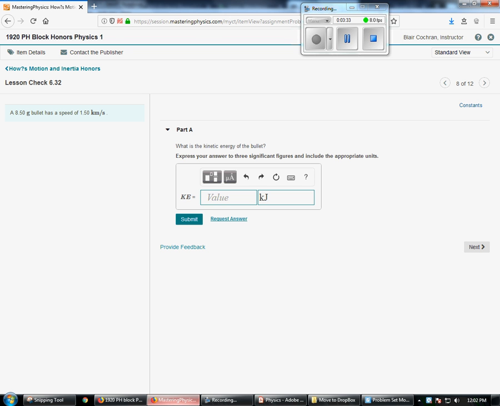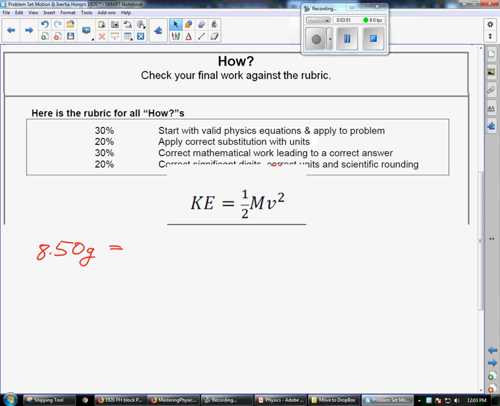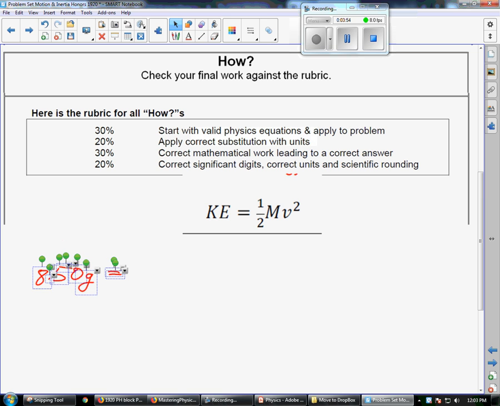So if we go into here, and let's go red. 8.50 grams is equal to 8.50 times 10 to the minus third kilograms, right? Because there's 1,000 grams in a kilogram.